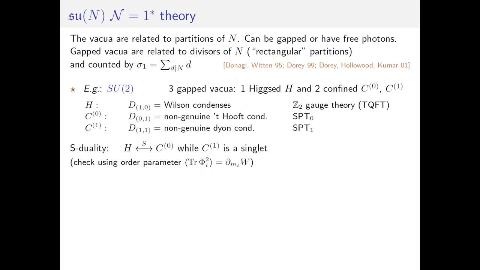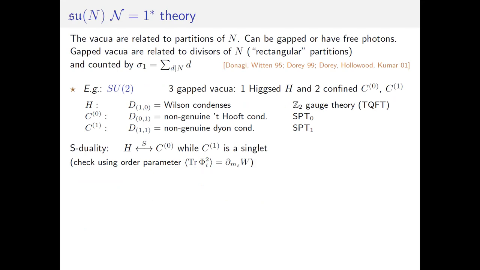But let me just consider one simple case. As I said, there's a teaser: the case of the N=1* theory. We give masses to all the three complex adjoints. And it turns out that there are various vacua. These vacua can be gapped or have free photons.